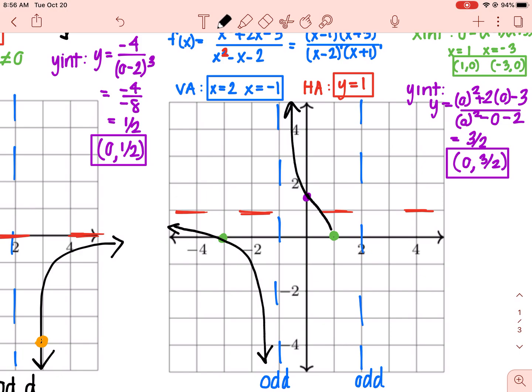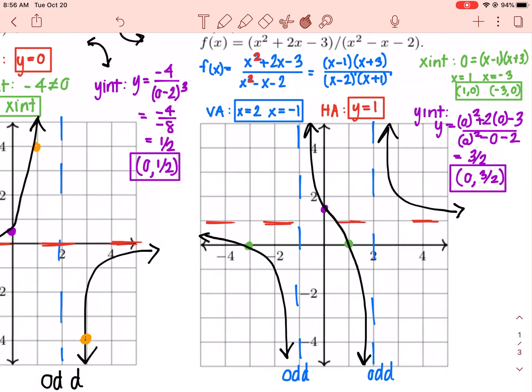Maybe it'll look something like this, where I go down. Since this one goes down, I know that this one needs to approach going up. But again, this is just an idea. This is just a guess. So you need to use an XY table, okay, and verify.